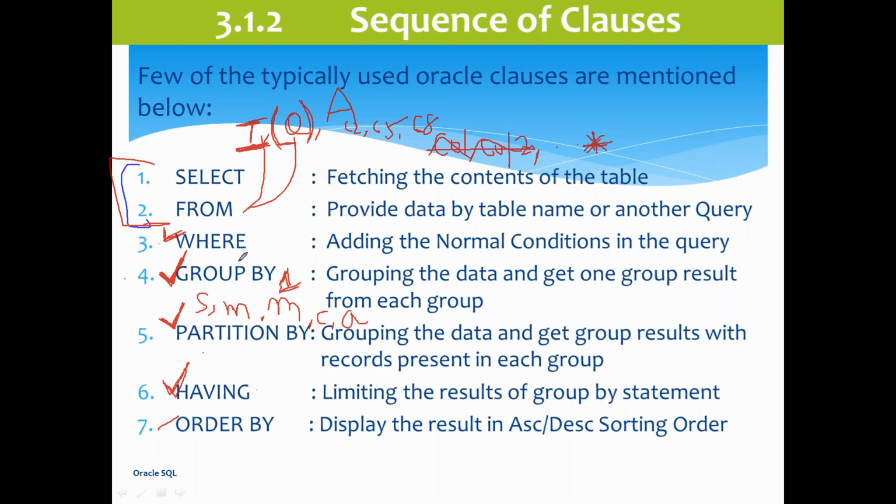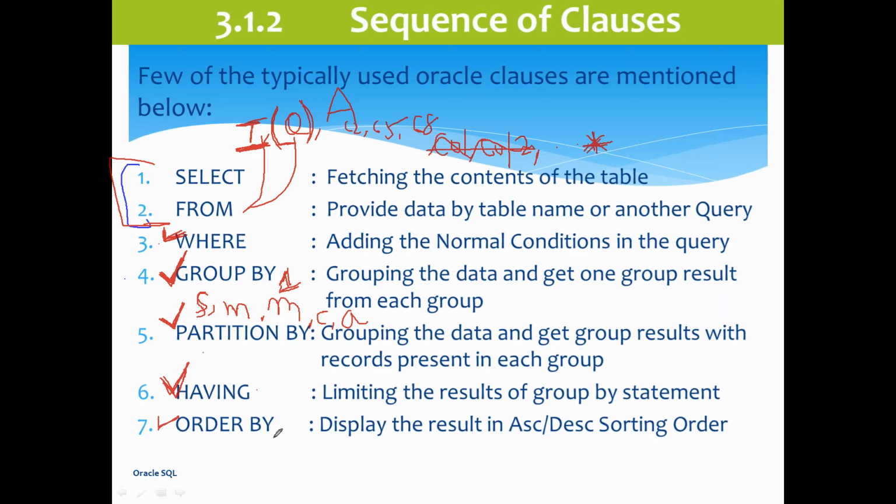Name of employee is Rahul. That is a normal condition. So normal condition, then where clause. Aggregate condition, then having clause. Aggregate condition means these 5 will come to the picture: sum, max, min, count, average. If those related conditions we are checking, then having clause. Very simple to remember. And the last clause is order by clause.